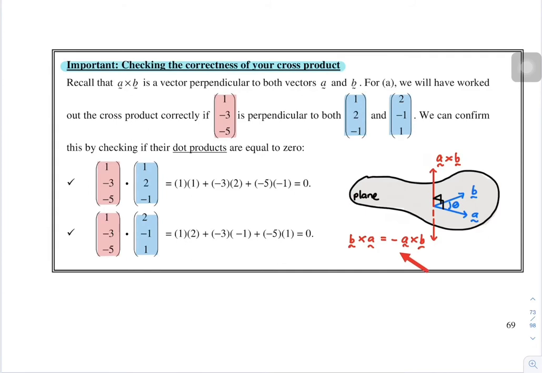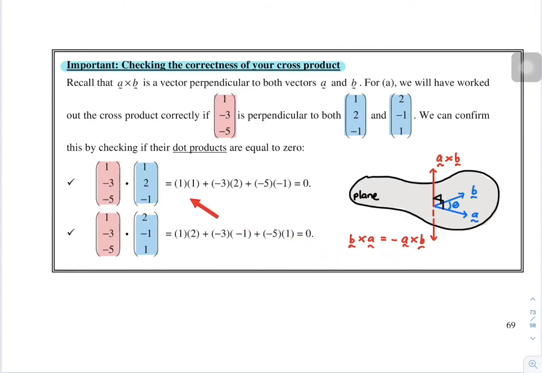Alright, so if you notice from this setup, A cross B is actually perpendicular to both the vectors A and B. So how do we confirm whether this column vector result is correct? We can actually do the dot product between this vector and each one of these vectors. If the result of the dot product between this vector and each one of these two vectors is 0, that means indeed this is the correct cross product between the two vectors.